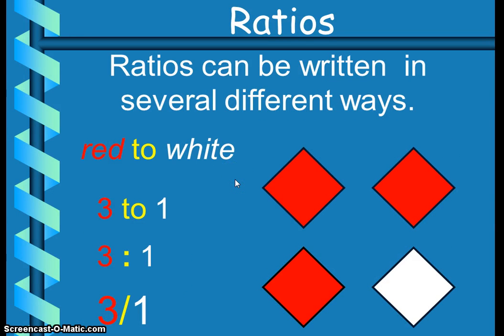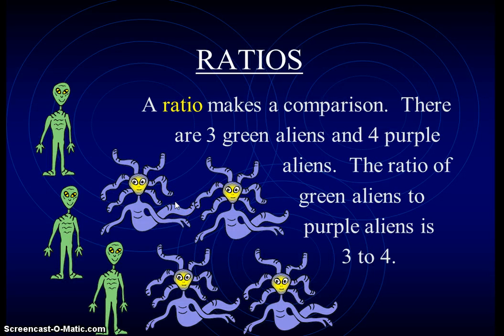So we can write ratios in several different ways. For example, if we wanted to write the number of red to white squares, we can say 3 to 1 and actually write the word "to." Or we can put 3 to 1 signified by these double dots here. Or I can say 3 to 1 with a divide sign, and usually you'll see it written as a numerator and denominator. Okay? So again, with a ratio, we're making a comparison.